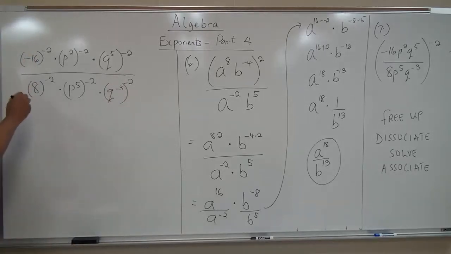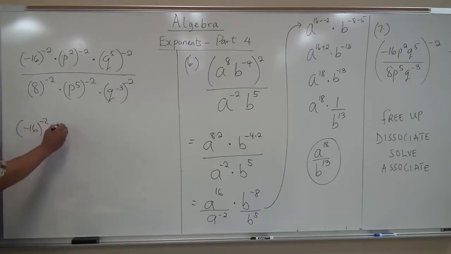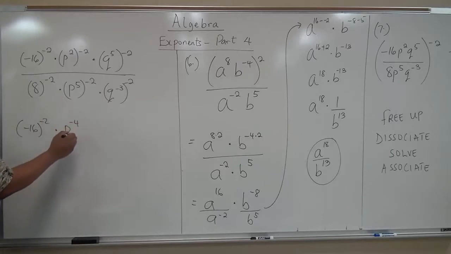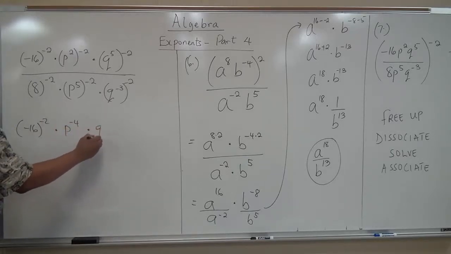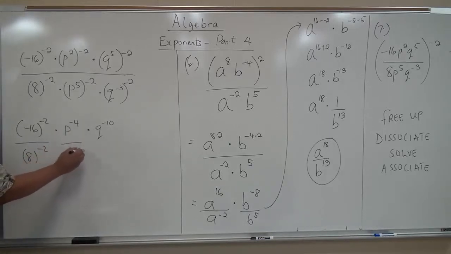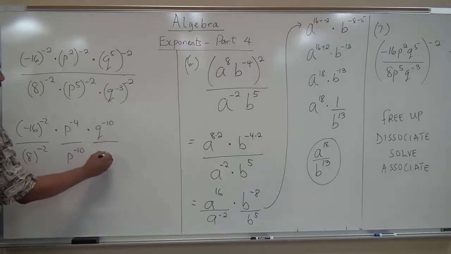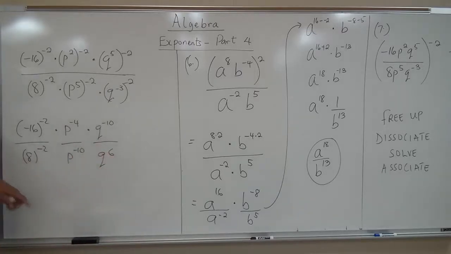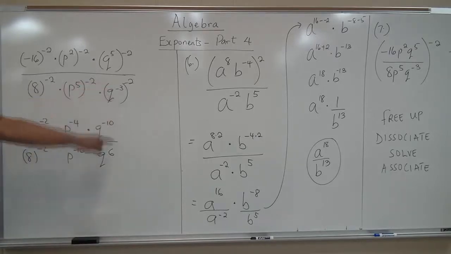Now, this gives us negative 16 exponent negative 2 times p exponent negative 4 times q exponent negative 10, over 8 exponent negative 2, times p exponent negative 10 times q exponent 6 now. Negative 3 times negative 2 is 6.